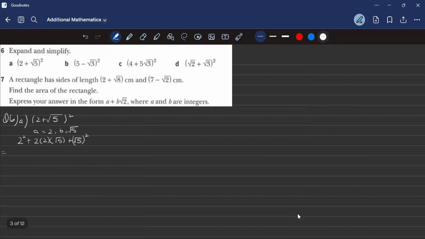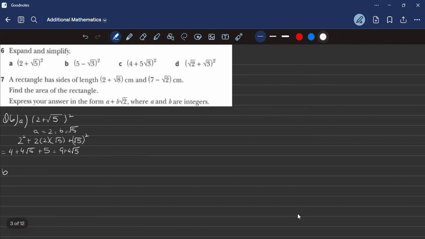So now we're going to simplify this. We are going to get 4 plus 4 under root 5 plus under root 5 squared is 5. And that would give us 9 plus 4 under root 5. And that's it. That's your answer for part A of question number 6. No big deal, just basic quadratic formula. Again, you should know the basics, and even the hardest of the questions will look easy to you. So just bear that in mind.